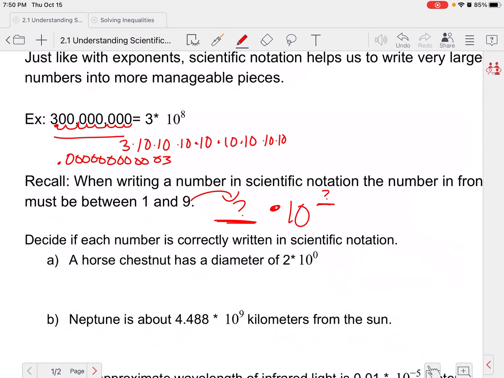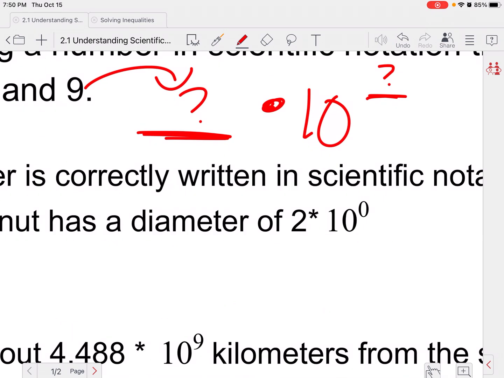So a horse chestnut has a diameter of 2 times 10 to the 0. So we're just deciding if this is scientific notation. So our coefficient is between 1 and 9, which is 2, and that's great. And we have 10 to some number. So yes, this is in scientific notation.